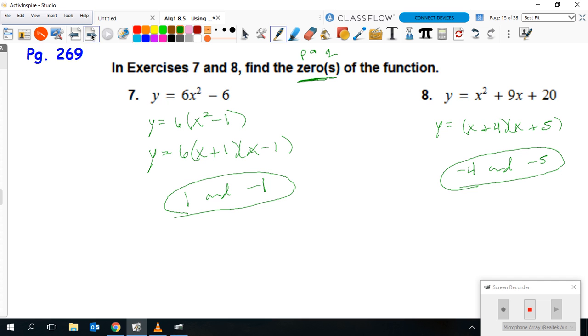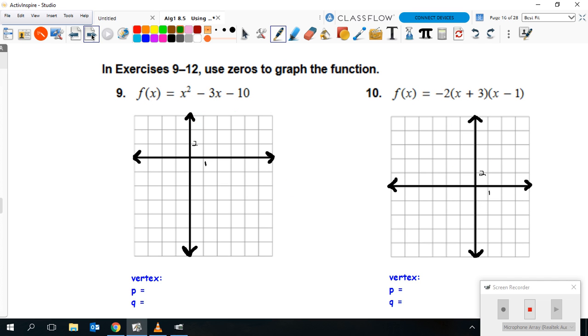All right, let's move into 9 and 10. We're going back to graphing again. It says use zeros to graph the function. So here we're going to use those zeros, just like we were doing a second ago, to graph the function. And some graphs don't have to be so detailed with all of the points on them. It can be fairly basic just to get the idea of the function. So again, we're going to factor this.